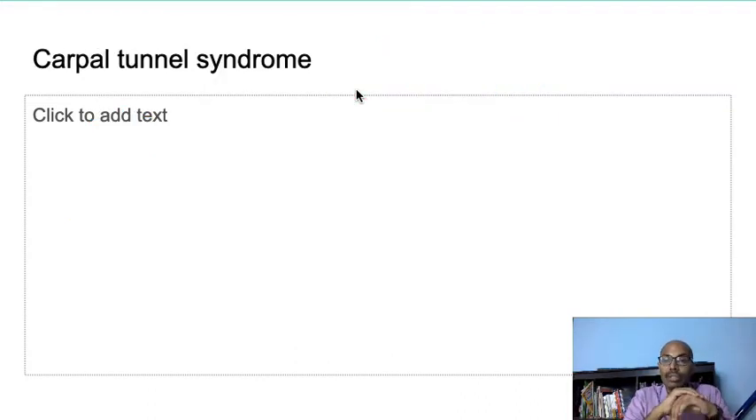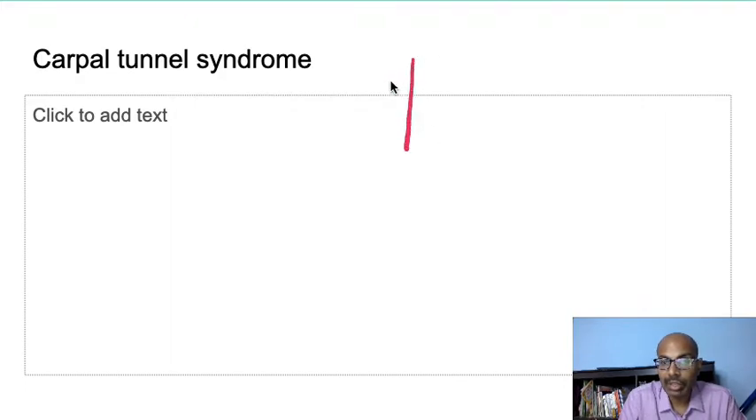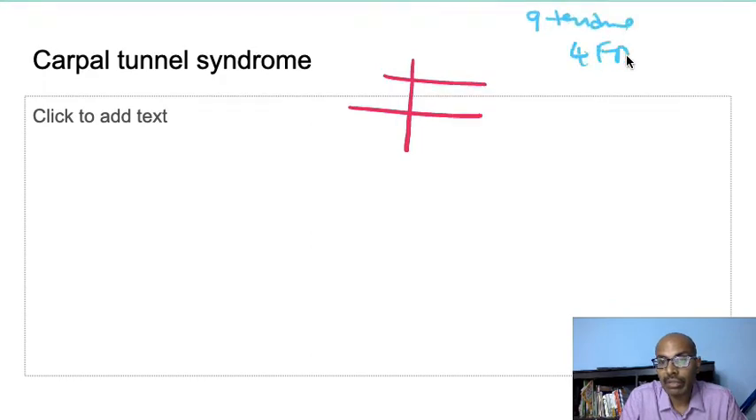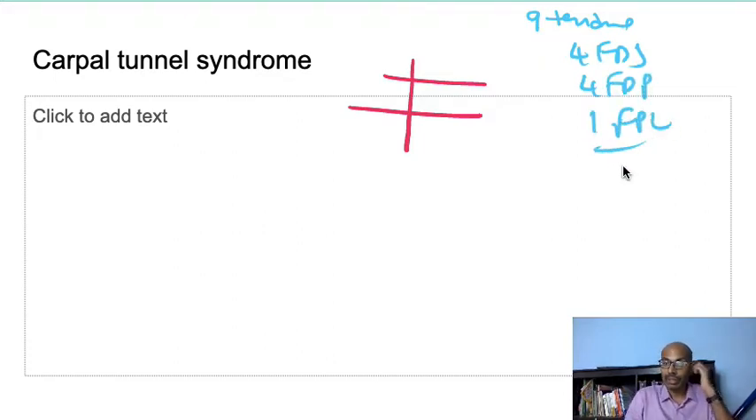So next we come to carpal tunnel syndrome. Basically when the median nerve enters the carpal tunnel, this is the carpal tunnel, right? What are the contents of the carpal tunnel? There are 9 tendons. All of you must remember this. What are the 9 tendons? There are the 4 FDS tendons, 4 FDP tendons, and 1 FPL. The FPL also goes into the carpal tunnel.